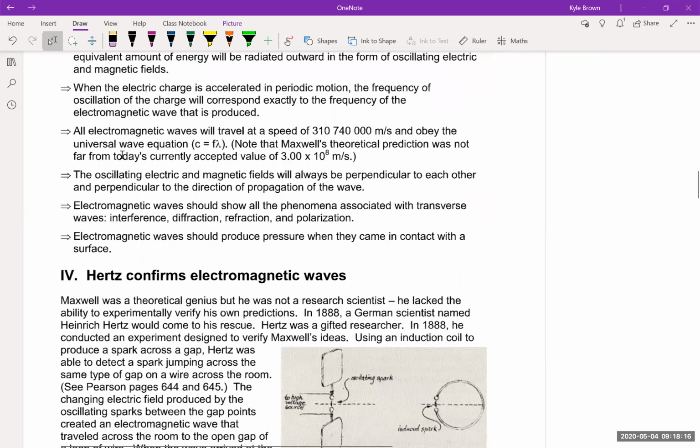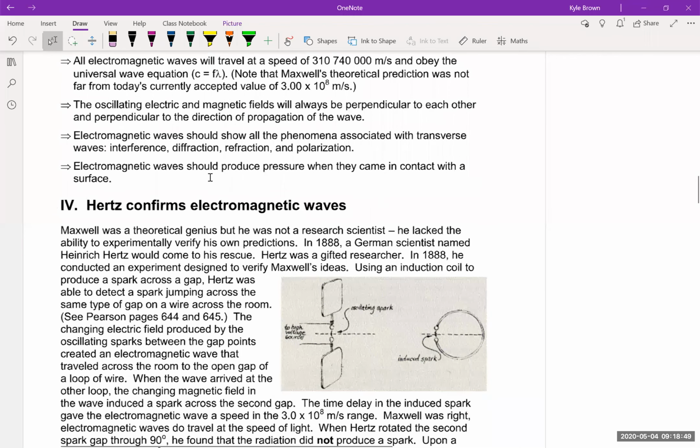Okay, what else? The electromagnetic waves should show all phenomena associated with transverse waves. So transverse waves are waves that go up and down, right? They're not a pressure wave. They're like a wave that goes up and down. And all transverse waves, that's everything we've been learning about so far with interference patterns and diffraction and refraction and polarization, right? So if his theory is true, we know light does these things, so it should also do these things as well, right?